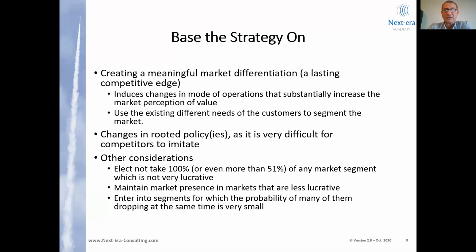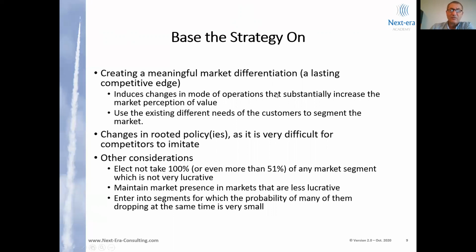If we are doing such a change, one of the positives that we will experience is that it will make it very difficult for competitors to imitate. Price strategies, product strategies, geographical expansion strategies, if they are successful, are relatively easy to imitate. These are the key considerations that need to be taken.